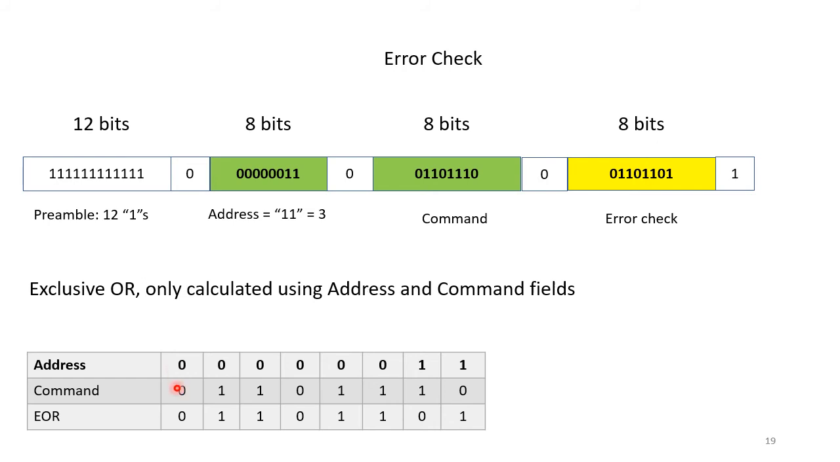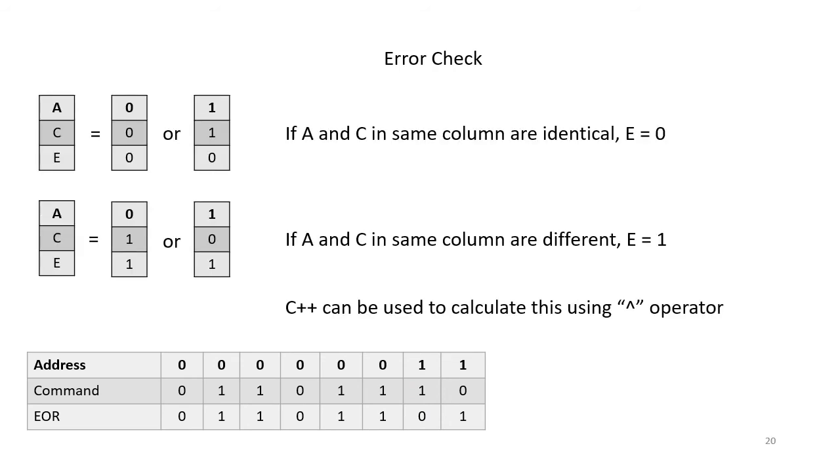If the first digit of the address and command are both zeros, the exclusive OR is 0. If the first bit of the address is 0 and the first bit of command is 1, the exclusive OR is 1. If the first bit of the exclusive OR is 1 and the command bit is 1, the exclusive OR is 0, and so on. Okay, or to simplify it, make it more generalized, if the address and control bits are either both 0 or both 1, the exclusive OR bit in the error field will always be 0. If the address bit is 0 and the command bit is 1, the exclusive OR bit is 1. If the address bit is 1 and the command bit is 0, the exclusive OR bit is 1.